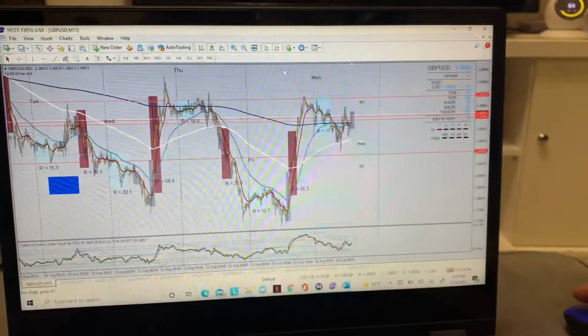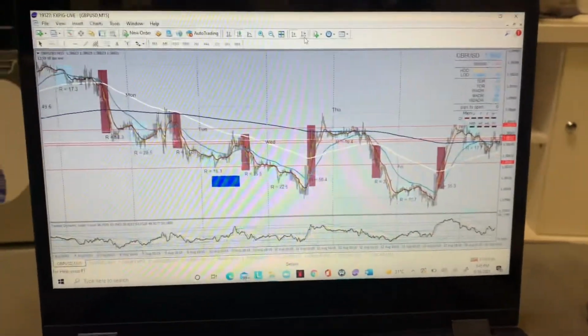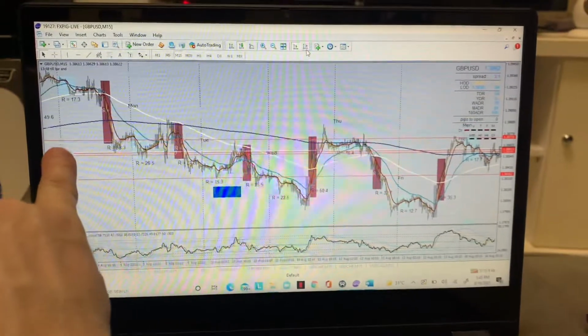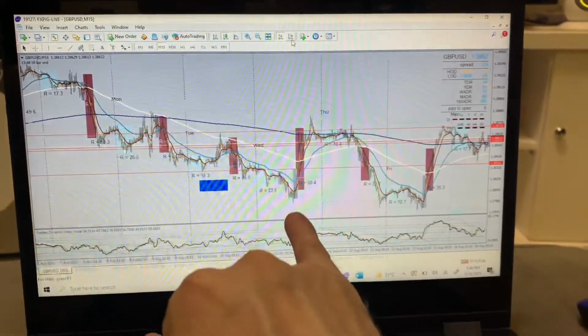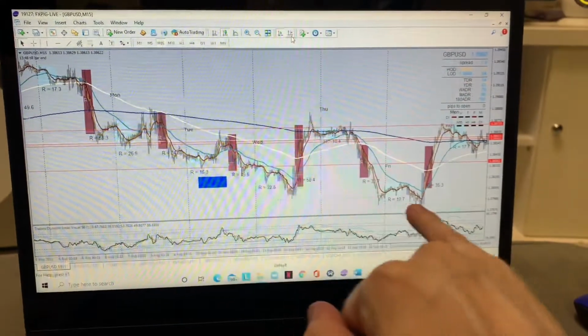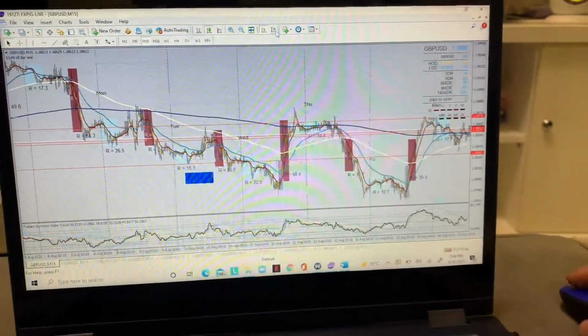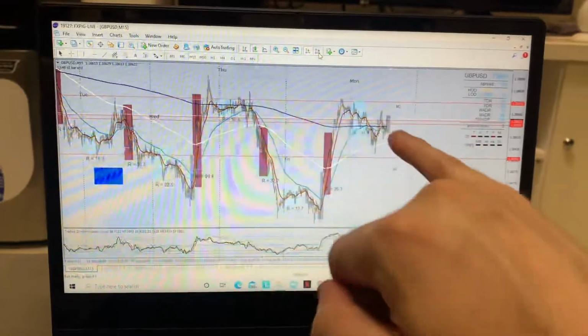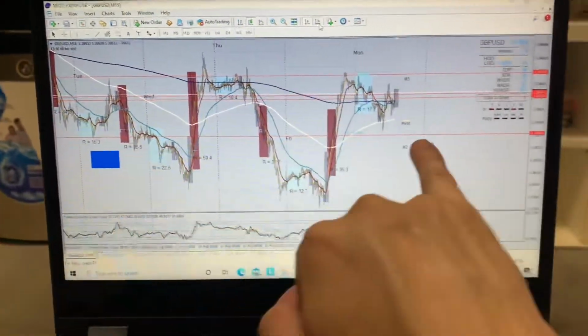Right, so here we go, guys. Let's have a look. This is GBP USD. You can see we've got the 3 days of drop, 1, 2, 3. We've got a price correction. It comes down again, and then it gives us what appears to be a reversal. But look, this is now what we call a flat market.